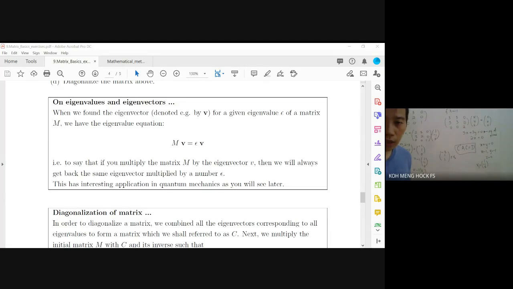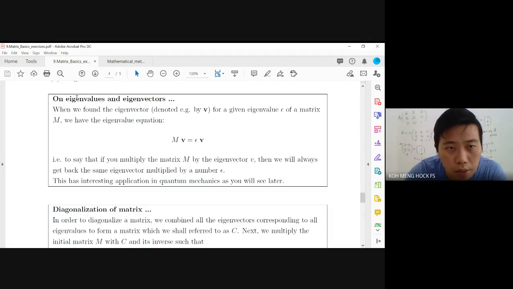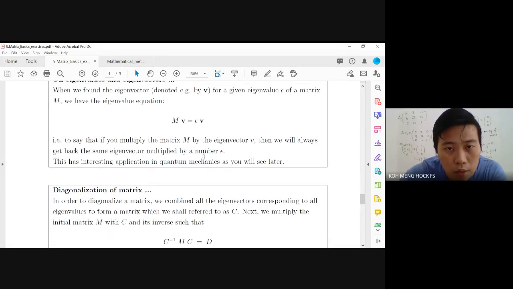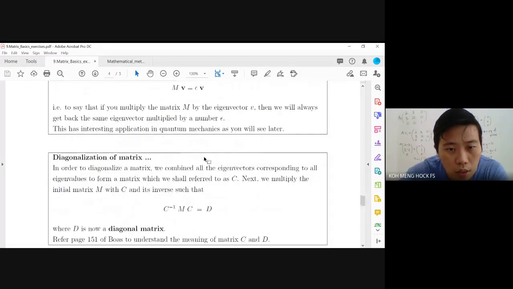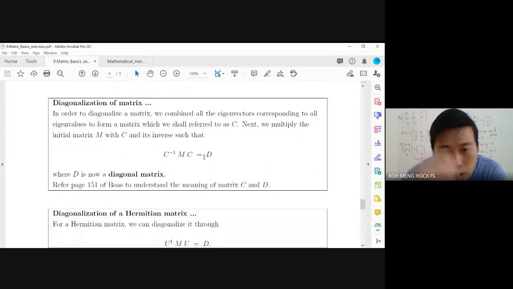Right, so I guess a lot of people are tired now. So let's wrap up this session. This is what I've mentioned in this column here. You multiply the matrix with the eigenvector, you will always get the eigenvector again.